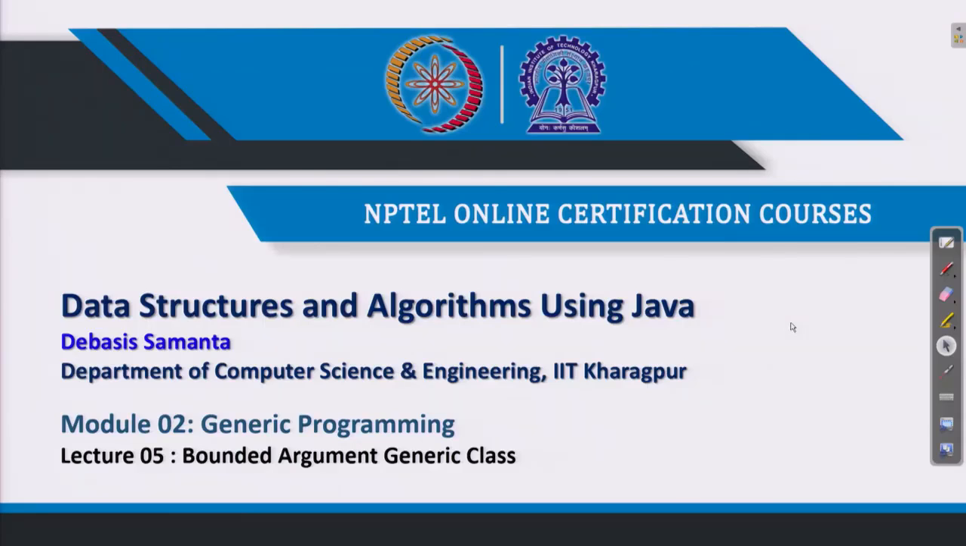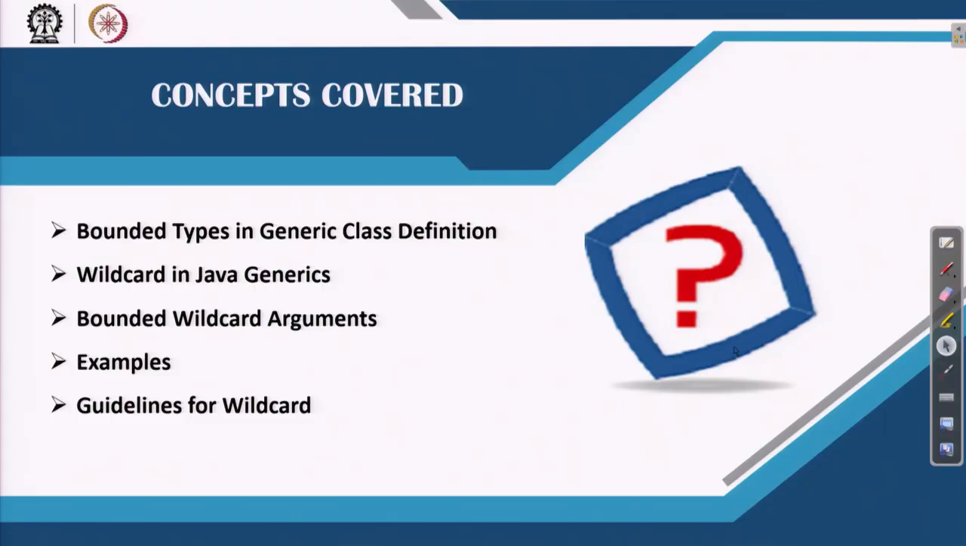So, this is in continuation of the last lectures on the topic generic programming. We today discuss an advanced feature of it. It is called bounded arguments in generic programming. So, in the last video you can recall we pointed out one precaution that a programmer should take. Now, today's video lecture is regarding those steps.